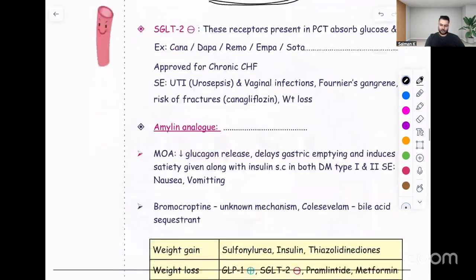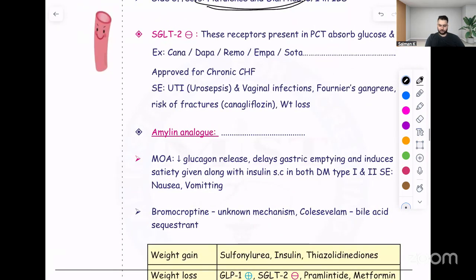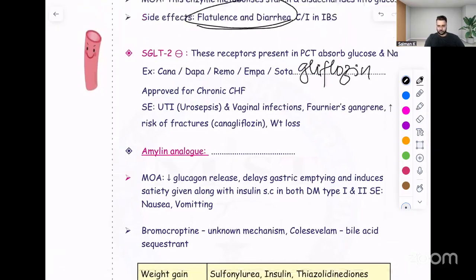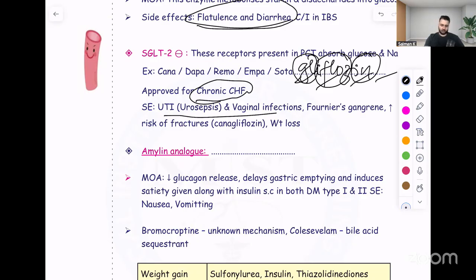SGLT2 inhibitors, they are the drugs called gliflozins. So these are the drugs, mnemonic glucose flows in urine, what we learned. They work in the kidney. Because they work in the kidney, they make you lose glucose through the kidney. Glucose flows in urine. You get UTI and genital infections. You must also know that these drugs are approved for CHF. In the recent exams, I told you this has been repeated many times. Maybe again they will repeat this question. Keep an eye on the gliflozin topic, please.